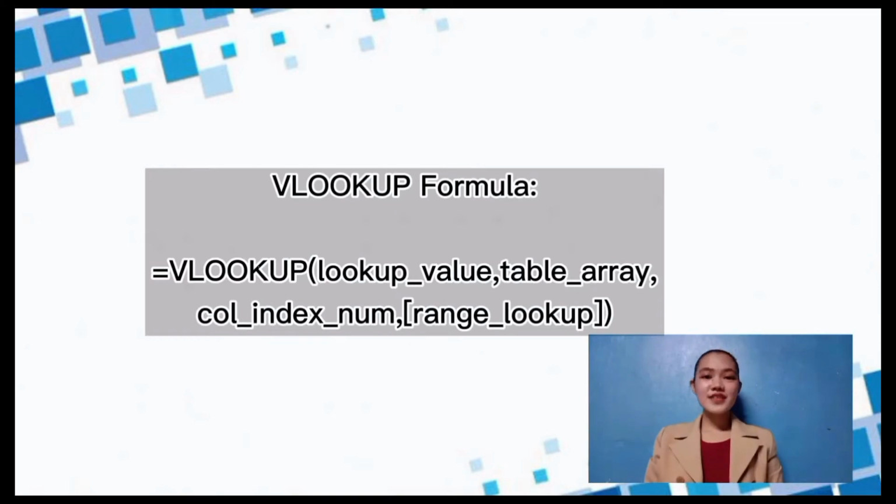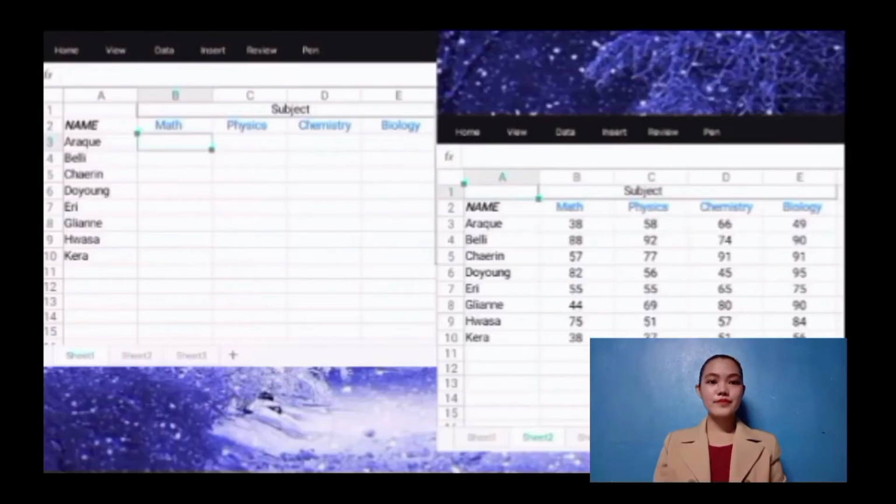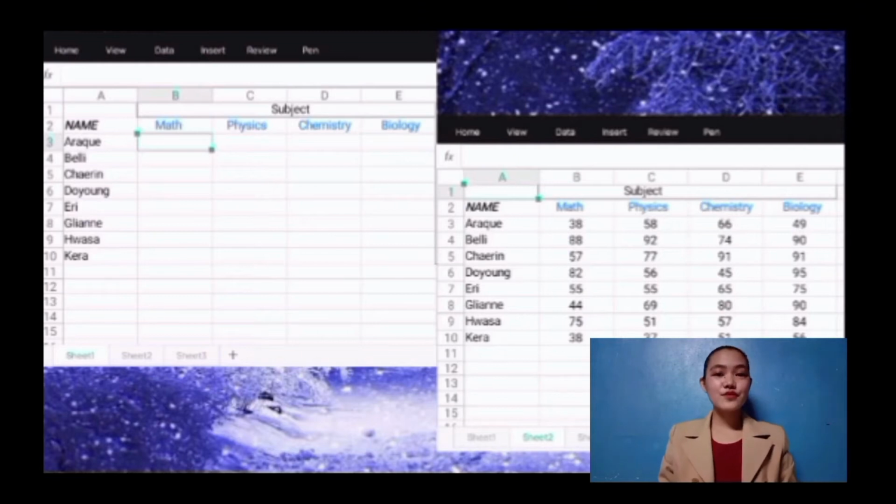Now, here is the VLOOKUP formula. We will learn how to use the VLOOKUP formula in Excel. So we're going to do the step-by-step of VLOOKUP to find the student's subject score. Here's the example of how to use the VLOOKUP formula.